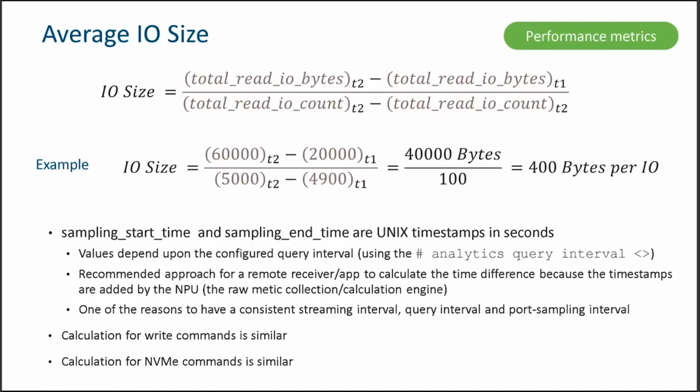But this time it divides by the total read IO count to find the IO size per IO. Let's say in the last 30 seconds the total read IO count jumped from 4,900 to 5,000, and the total read IO bytes counter jumped from 20,000 to 60,000. So we take the difference and divide. That gives me an average read IO size of 400 bytes per IO, and something similar is what you see on SAN Insights.